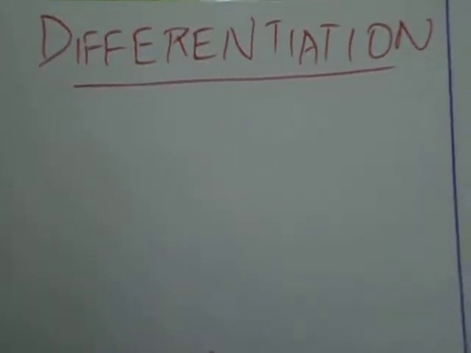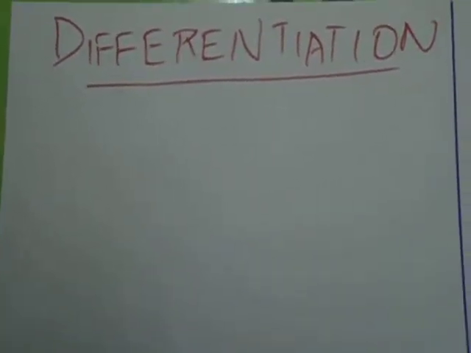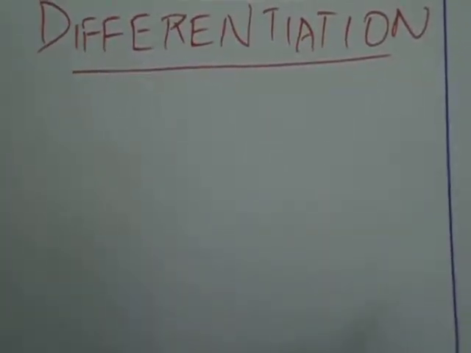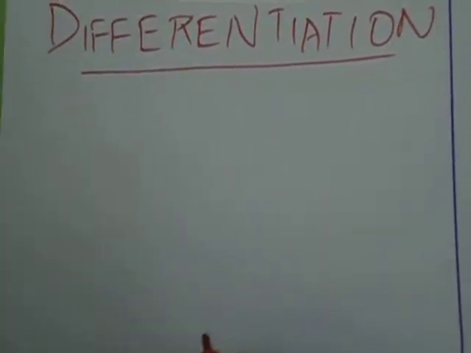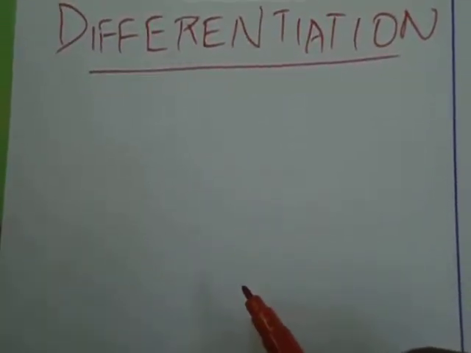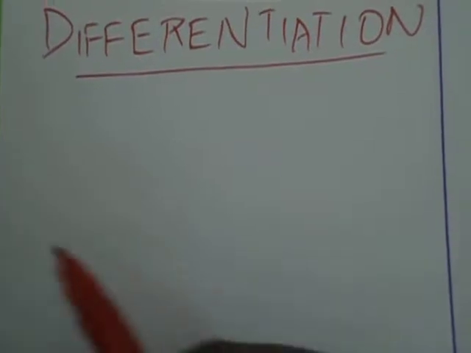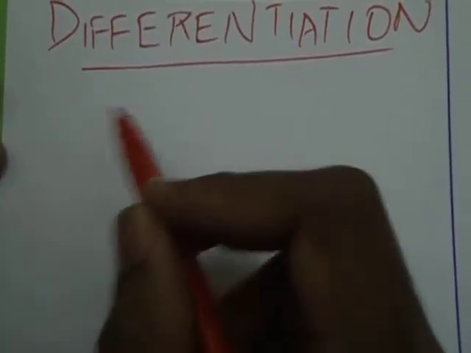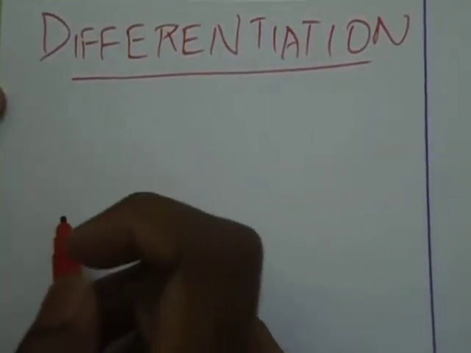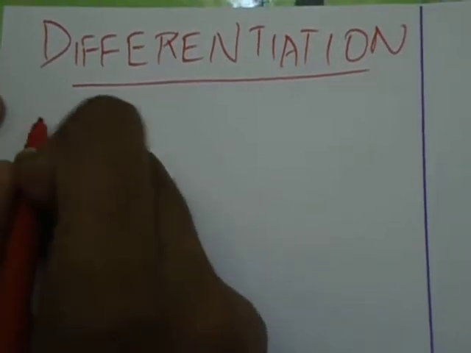Hey guys, in this tutorial we shall start off with differentiation. We know that differentiability checks whether the function has a unique slope at a point or not. Differentiation gives the slope itself at any point on the graph. So there are a few basic differentiations that we need to know.